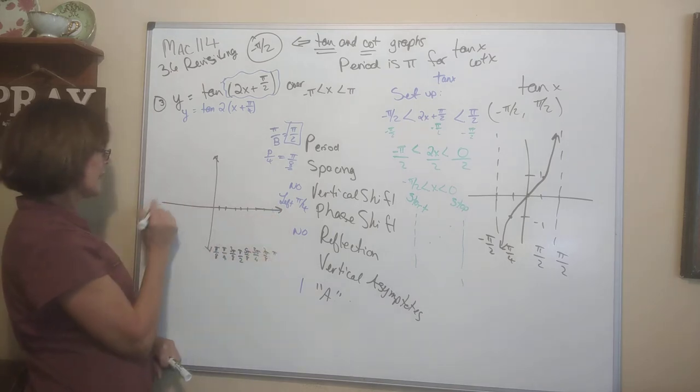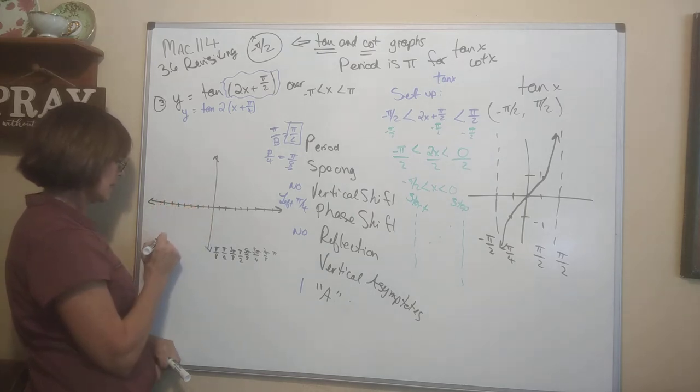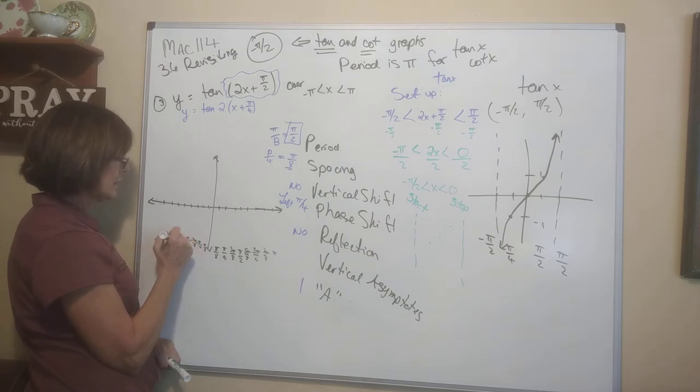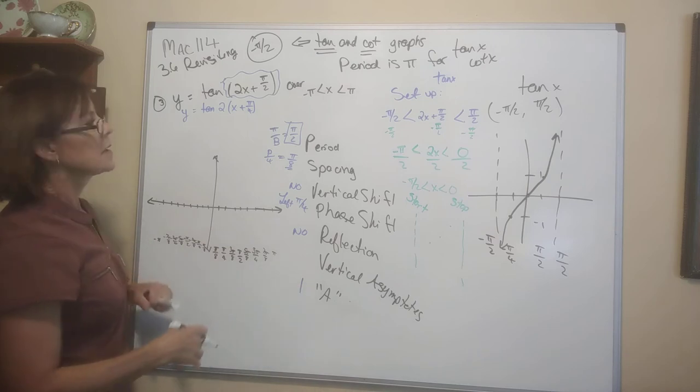Then we got to go all the way backwards to negative pi. Here we go. Negative 1, 2, 3, 4, 1, 2, 3, 4. Okay. This is negative pi. Negative pi over 8. Negative pi over 4, negative 3 pi over 8, negative pi over 2, negative 5 pi over 8, negative 3 pi over 4, negative 7 pi over 8. Okay, there we go. Now let's all label.